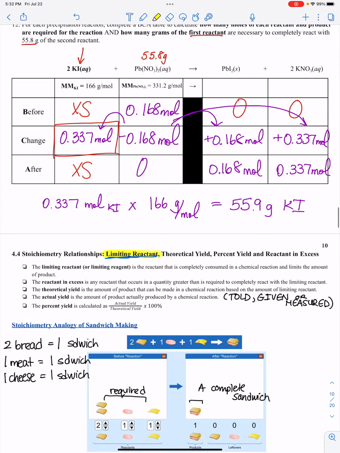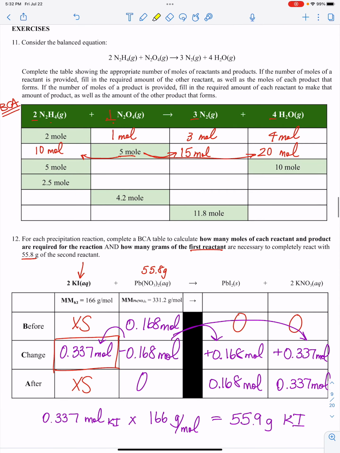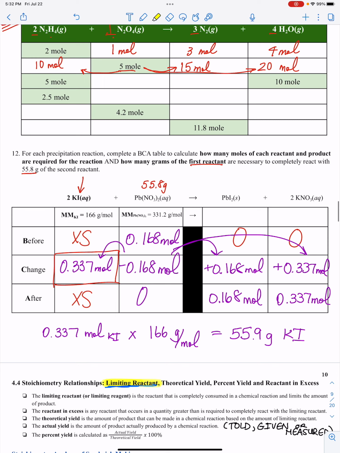All right. Also, if you were doing some of the exercises from the previous lecture, I did completely answer question 12 for you. So if you wanted to pause and get the answer here, you should get that you needed 55.9 grams of KI as your reactant to start. I used the BCA table. You should also get that you will make 0.168 moles of PbI2 and 0.337 moles of KNO3. So you could use this to either correct or check your answer to question 12 for the previous lecture exercises that you had to turn in.